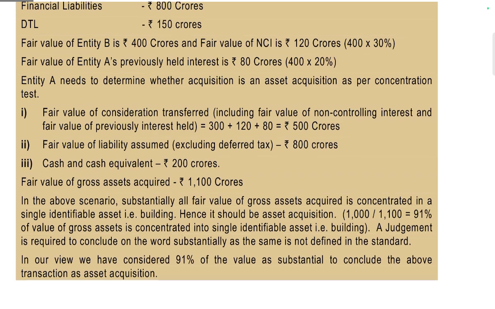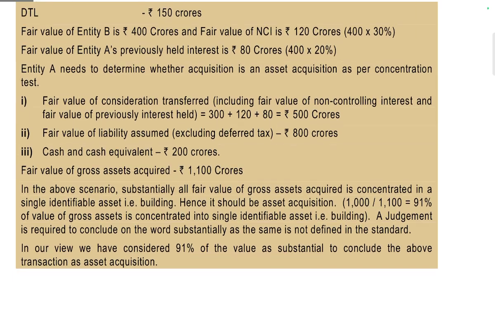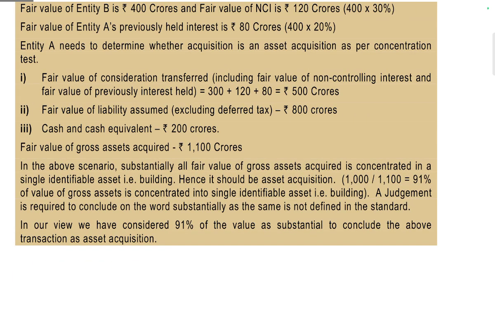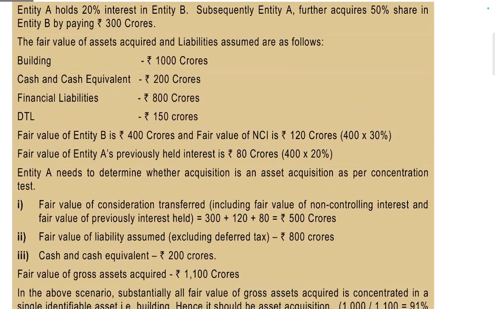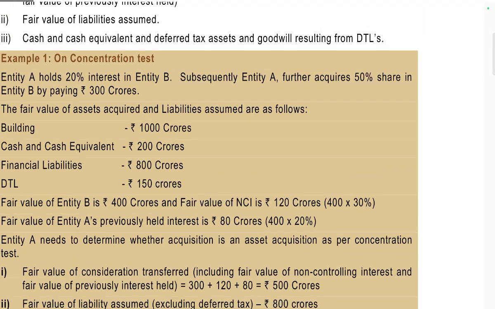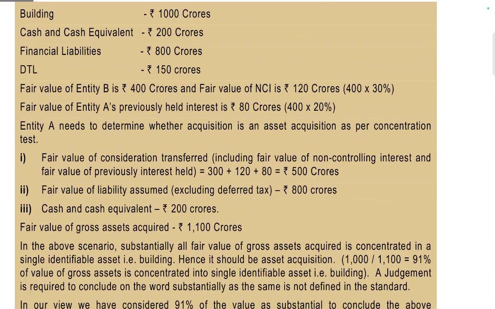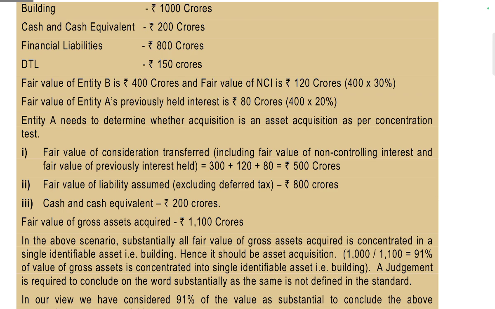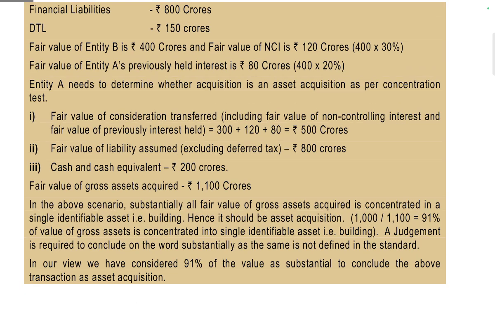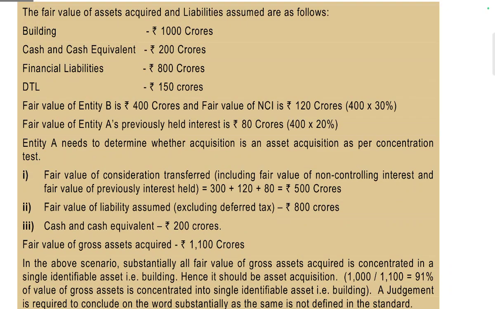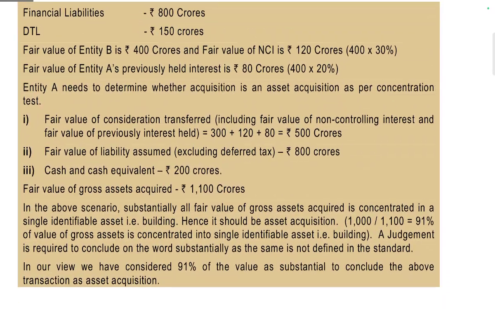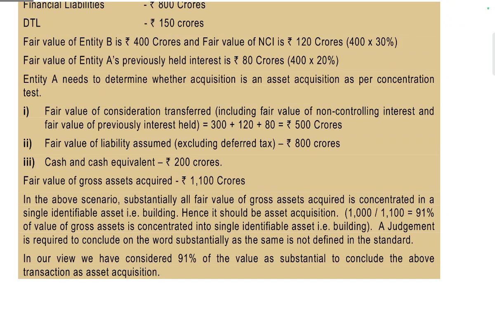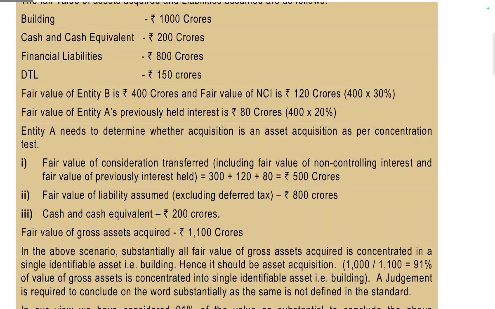Entity A needs to determine whether the acquisition is an acquisition of assets under the concentration test. The fair value of consideration, non-controlling interest and previously held interest is 300 plus 120 plus 80. The fair value of liabilities assumed in the DTL and debt is 800 crores, and cash and cash equivalents are 100 crores. So the fair value of gross assets is 1100 crores.